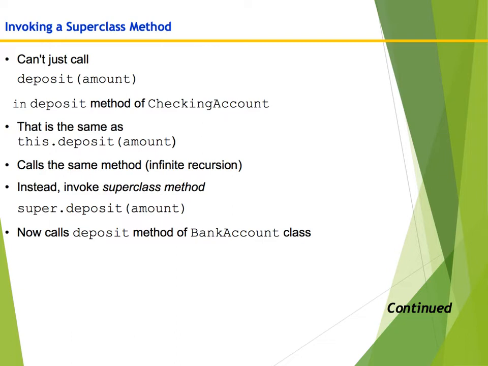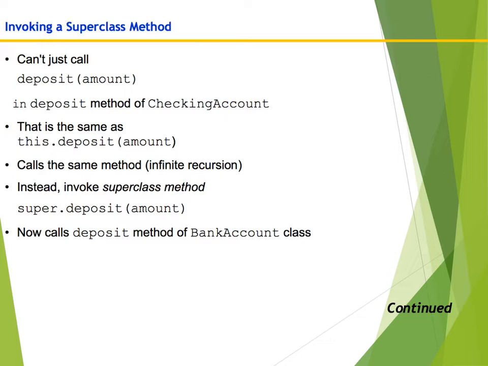We have another keyword, this. If you write this dot deposit, it will call the deposit method of the checking account. So this is not what we want. This would create an infinite recursion.